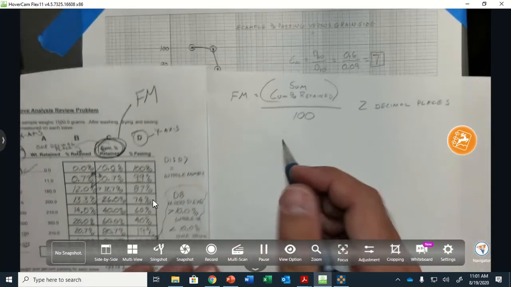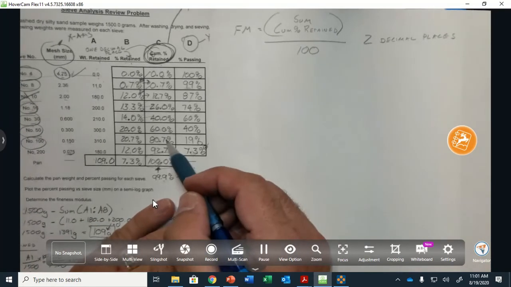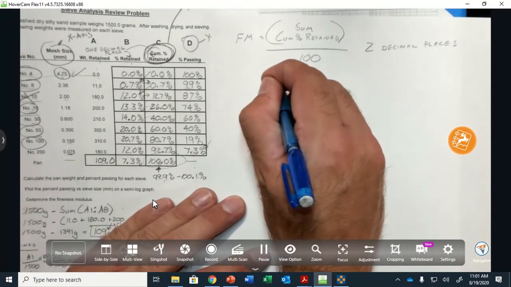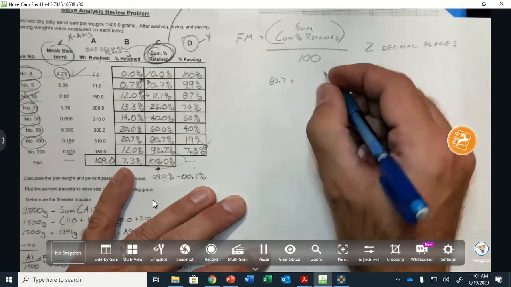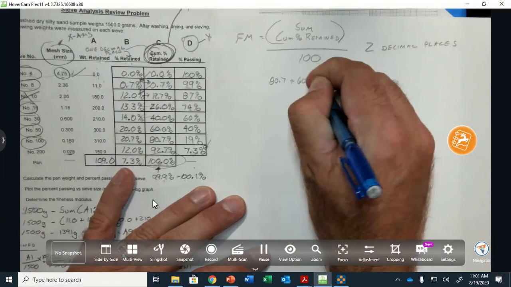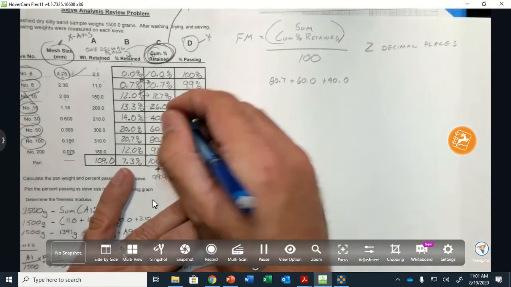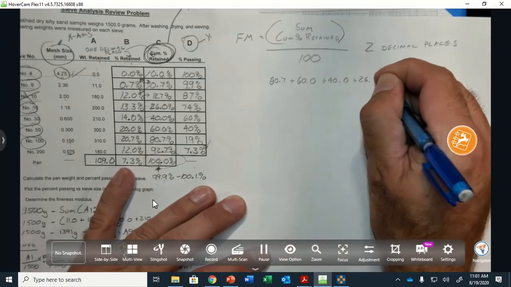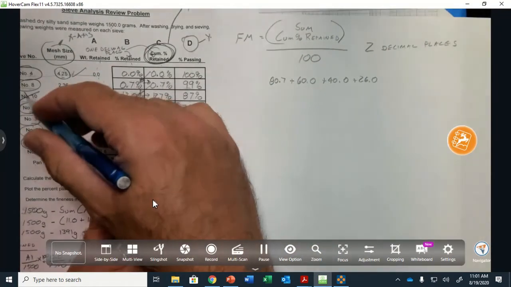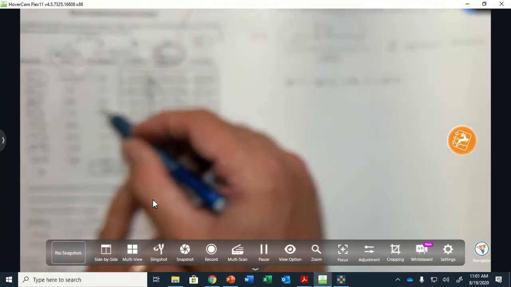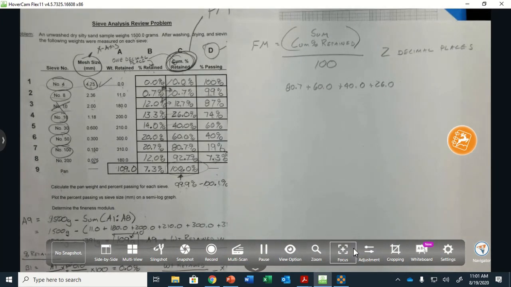So with this, maybe if I show this together, so I start with the 100. So I got 80.7 plus 60.0 plus 40.0 plus 26.0 plus, so I'm not using the number 10, right? I'm not using the number 10. Oops, sorry. Hopefully you can see that.